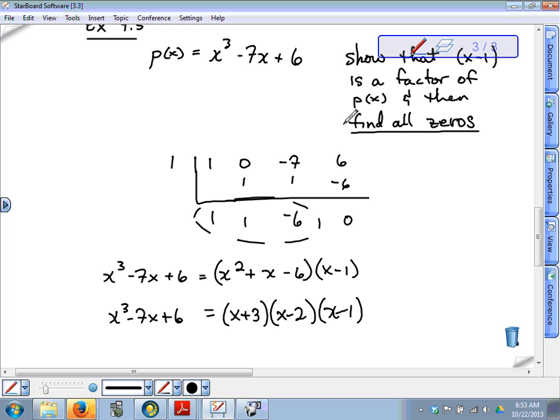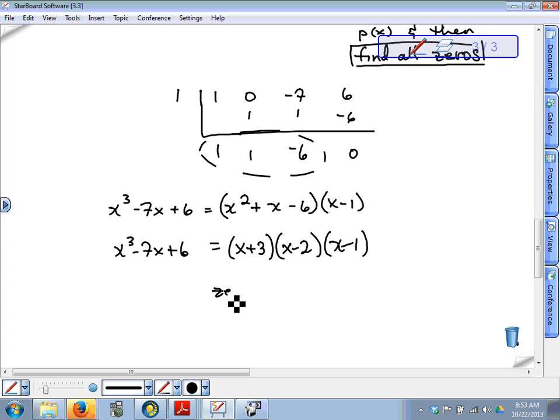Now we're ready to answer the final question. Find all of the zeros. The zeros are from the factors. X equals negative 3. X equals positive 2. And x equals 1. 3, 2, 1. Correct. Okay.